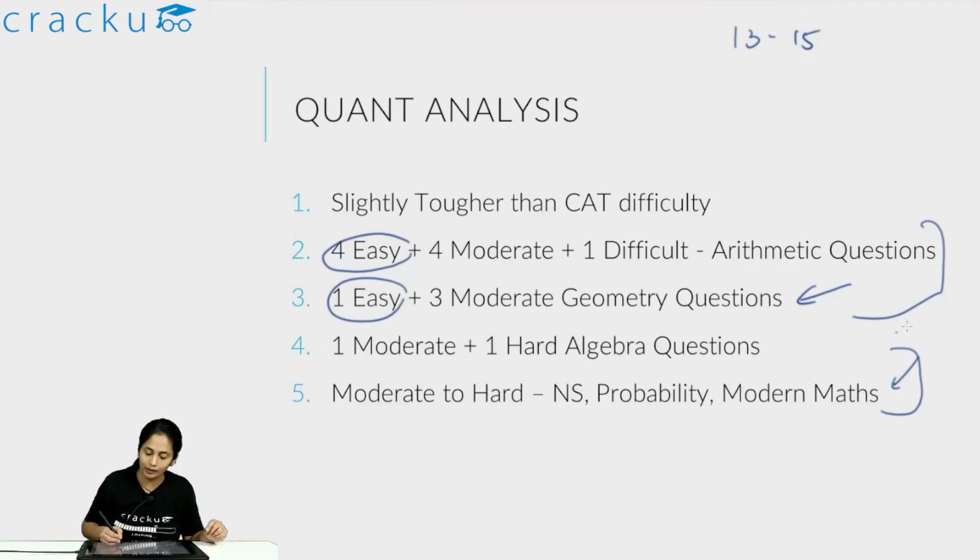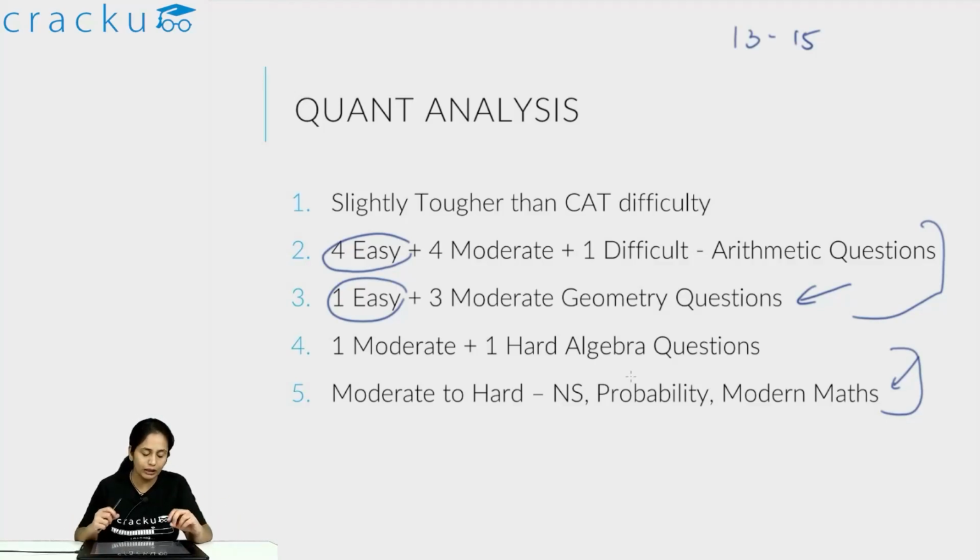So if you don't rely on other topics, and you get the bulk of your marks from arithmetic, geometry and algebra, you would be fine. But if you get much of your marks from the others, like number systems, modern maths, logarithms, etc., you would be in slight trouble, because the log questions weren't that easy. The quadratic question was not easy.